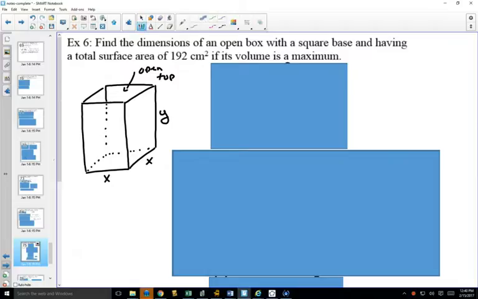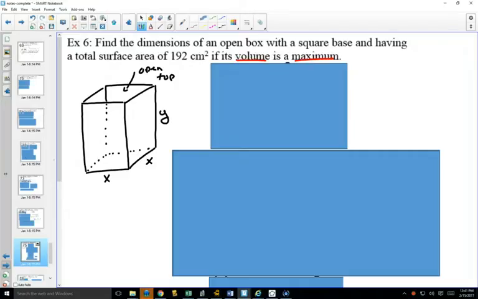So we want to make a volume that's a maximum. How do we write an equation for volume that only has one variable? Well, there's always going to be something else in the question that allows you to relate the variables. And I think in all of the previous ones that we've done, that relation has been really simple. Oh, the two numbers add to 6. Well, that was not very hard to create an equation.